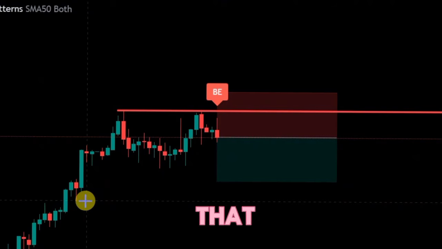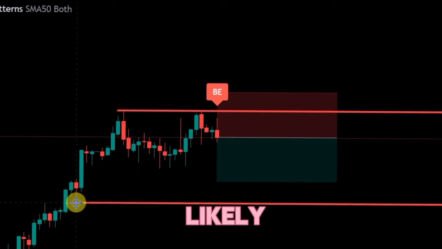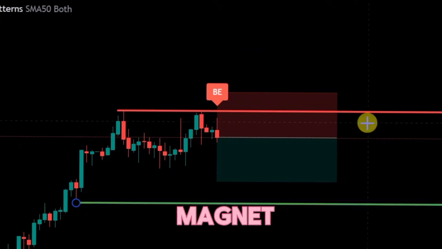I'll come back to that. Your take profit area should be this liquidity price point right here. These areas, this point, are likely to be a magnetic area for price action. They are likely to be a magnet for price action.